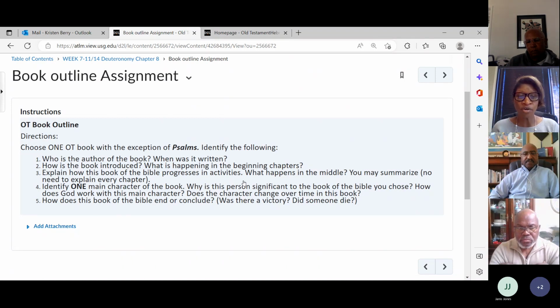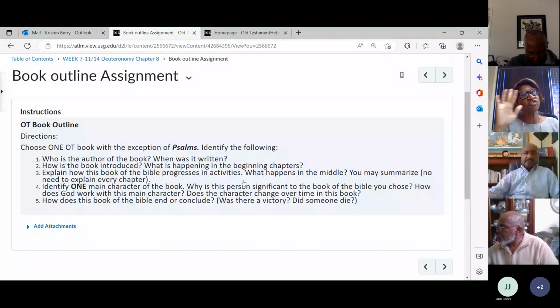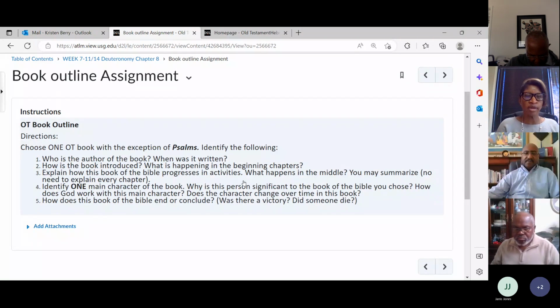Who is the author of the book, or who do we think is the author? Remember, we talked about authorship. Sometimes it is attributed to an individual and we don't really know, but you're going to say who it is attributed to, who we think it is. You're going to do some research also in number one: when was it written? Remember, we don't have exact dates, but when do theologians think that this particular book was written?